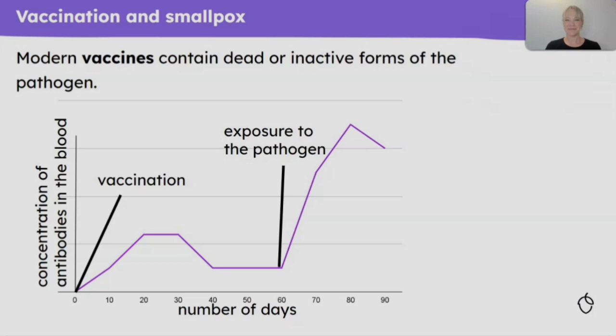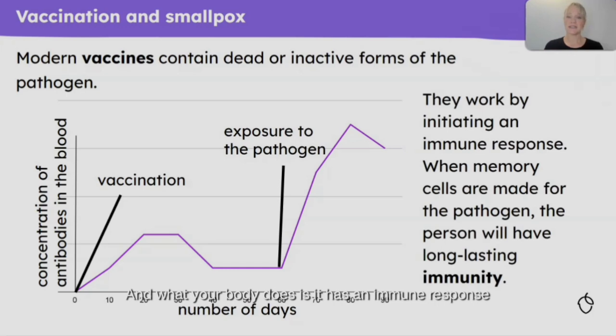Excellent, well done. Okay, so modern day vaccines actually contain dead or inactive forms of the pathogen, so they're not able to replicate. Okay, and what your body does is it has an immune response to the antigen on that dead or inactive form of the pathogen. And as a result of that, you will produce some antibodies. And then actually what's more important is you will produce those memory cells. And the memory cells that are made for that pathogen will be able to give you long-term immunity.